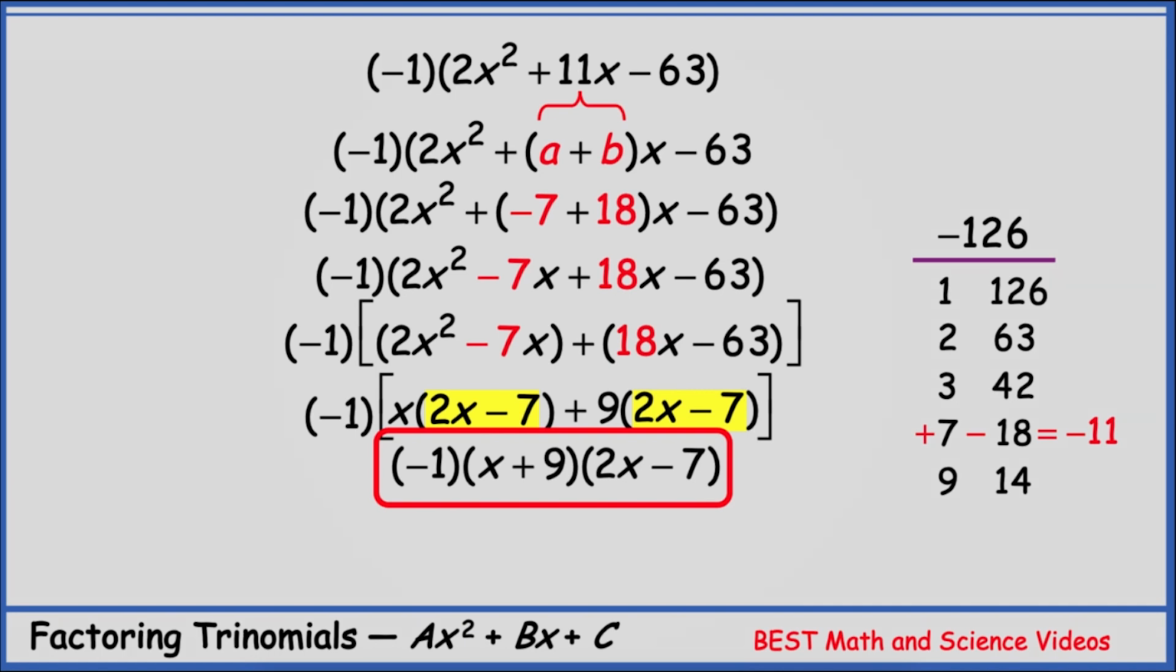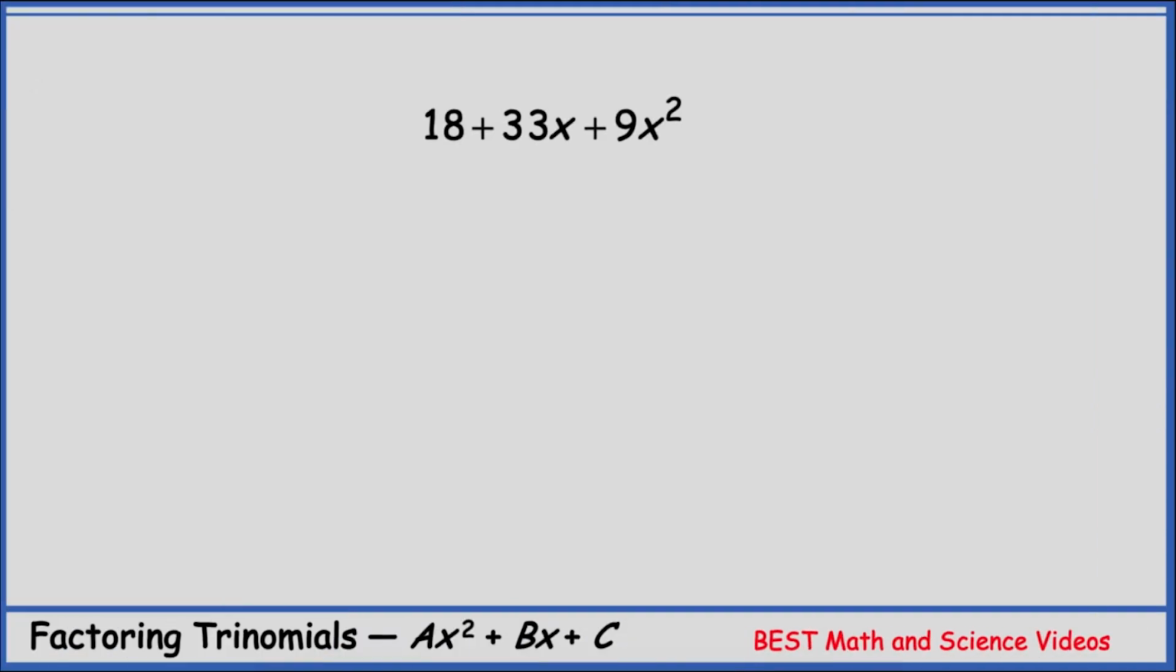Let's look at a couple of other things that might trip you up. How can you factor 18 plus 33x plus 9x squared? Before you factor any trinomial, you need to make sure the expression is written in standard form. This means the expression must have the x squared term first, the x term second, and the constant third. So in this case, you need to switch the 18 with the 9x squared. The trinomial then becomes 9x squared plus 33x plus 18.